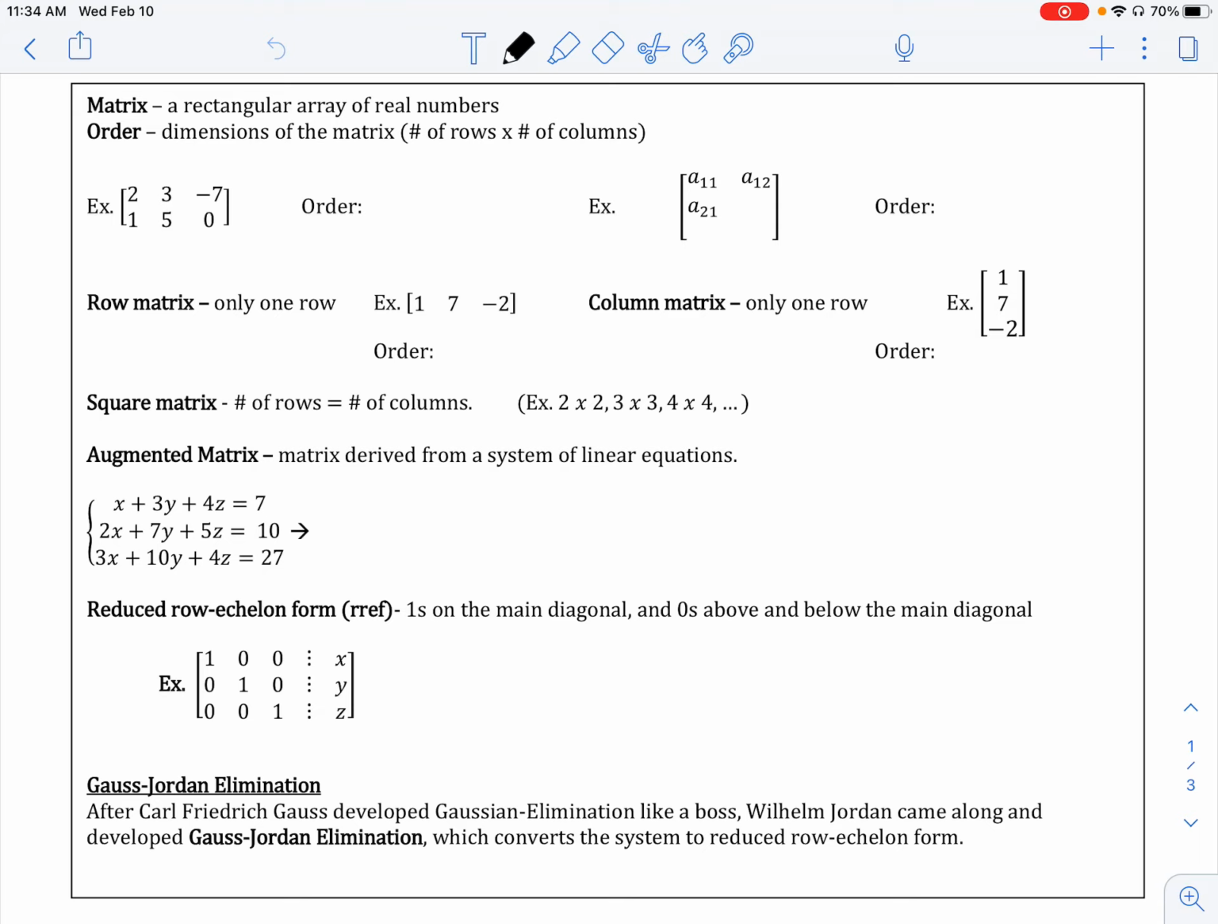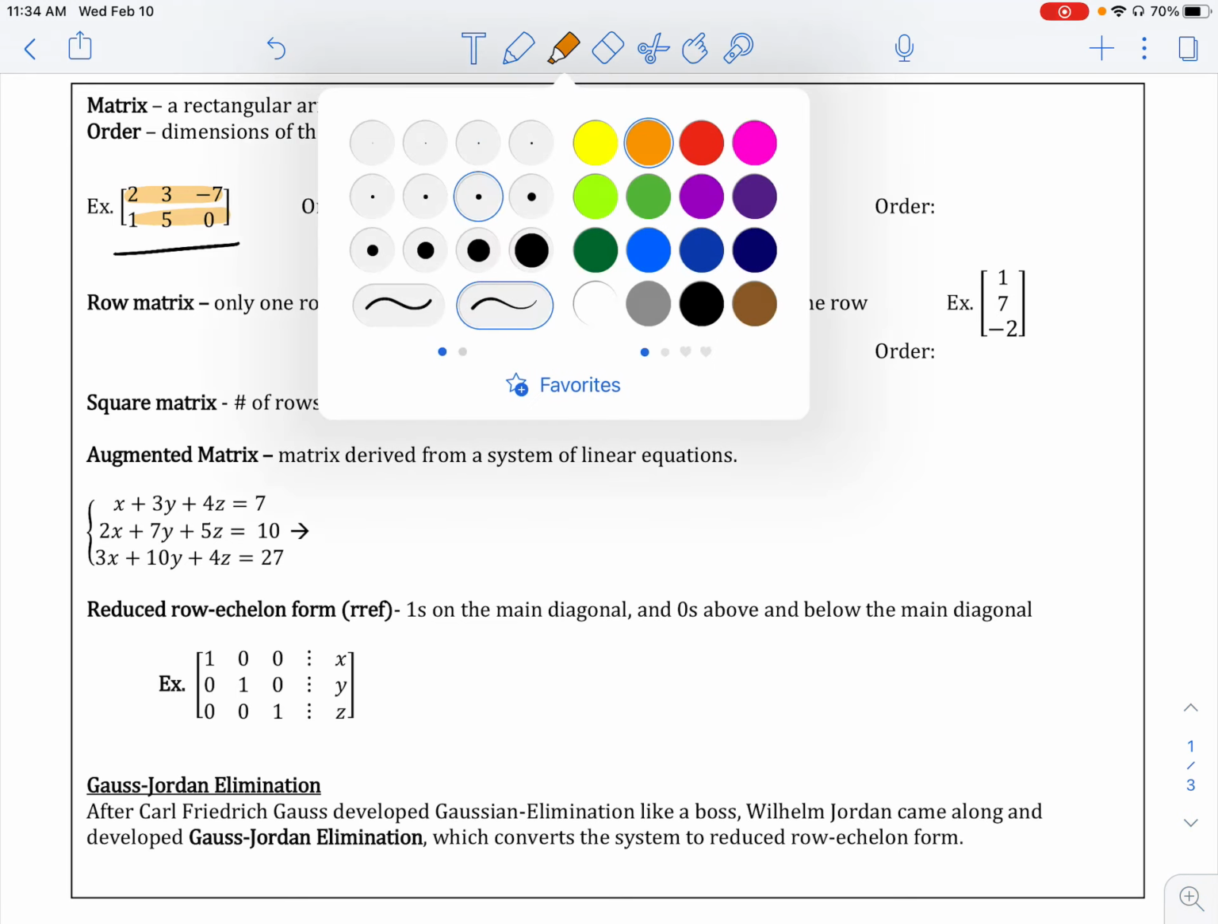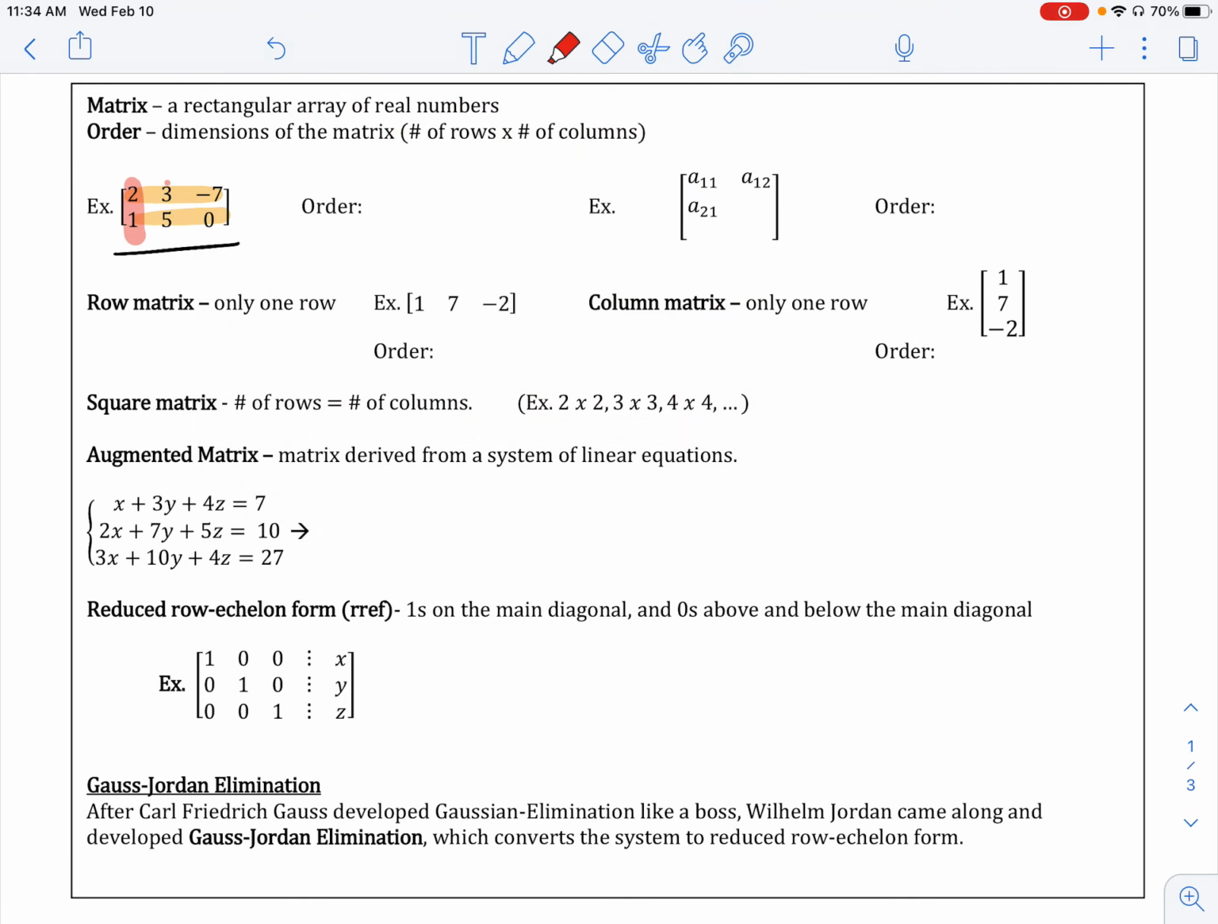A matrix is a rectangular array of real numbers. So, an example of a matrix is listed right over here. And every matrix has what we call an order, which is simply a way of describing the dimensions of the matrix. And it always goes the number of rows by the number of columns. So for example, in this matrix that I have listed here, we have 2 rows and we have 3 columns, right?